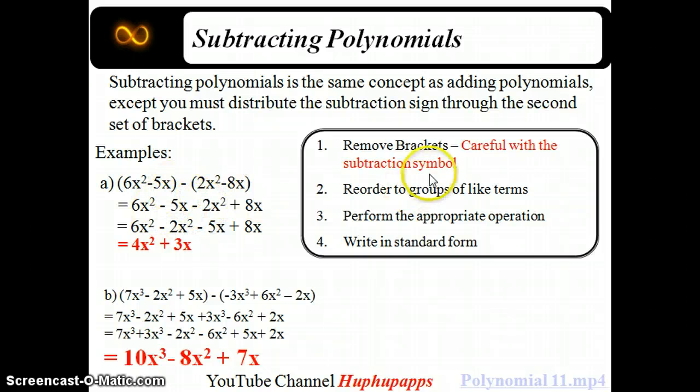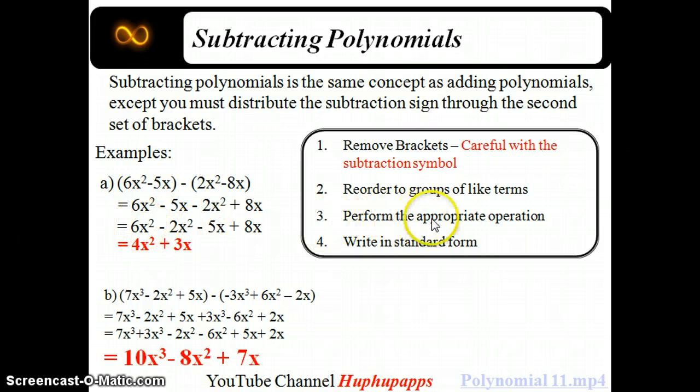Now that I've got rid of the brackets, I will reorder them with like terms. X squares are with x squares, so I put them together. My x's will be with x's, so I put those like terms together. Keeping in mind this minus 5x here will be a minus 5x there. Make sure you don't just drop the 5x down. Make sure it becomes a minus 5x. You've got to be really careful with your signs. That's the tricky part about the polynomials.